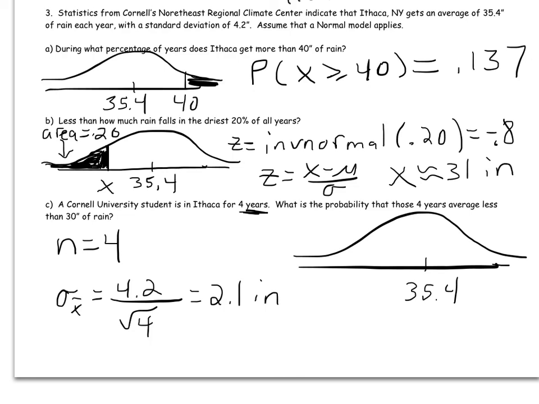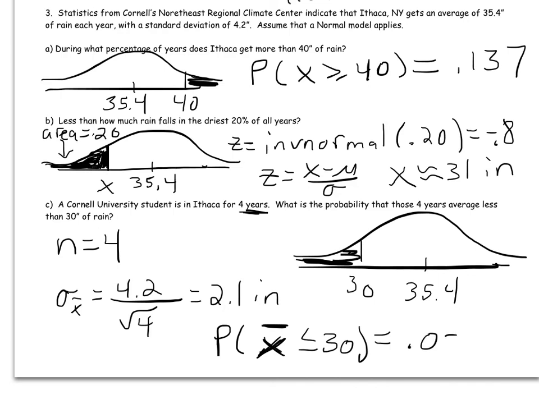And I'm looking for the probability that I get an average rainfall of 30 inches or less. So there's my picture. So I'm looking for the probability that x bar, because I'm talking about the sample mean from a sample size of 4, is less than or equal to 30. So now I just compute the z-score at 30, run a normal CDF, get about 0.005, so only about 0.5% chance that in a random sample of 4 years, the average for those 4 years would be 30 inches or less of rain.